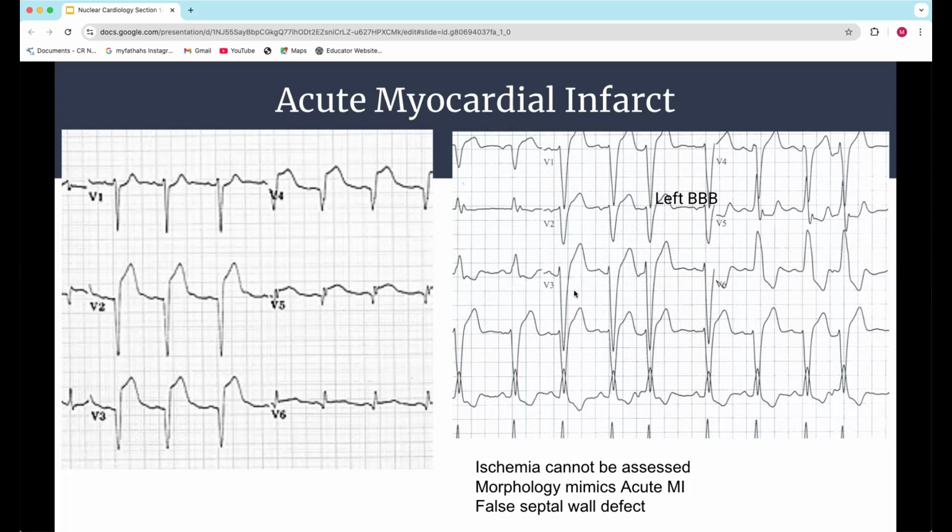If you've put patients on treadmills so far in your clinical areas and you've done some of this, you notice that your waves can get hard to distinguish on a treadmill because of all the movement and everything that's happening. So that's the first reason. The other reason is that you can get what's called a false septal wall defect, because of the slowdown of the left bundle.